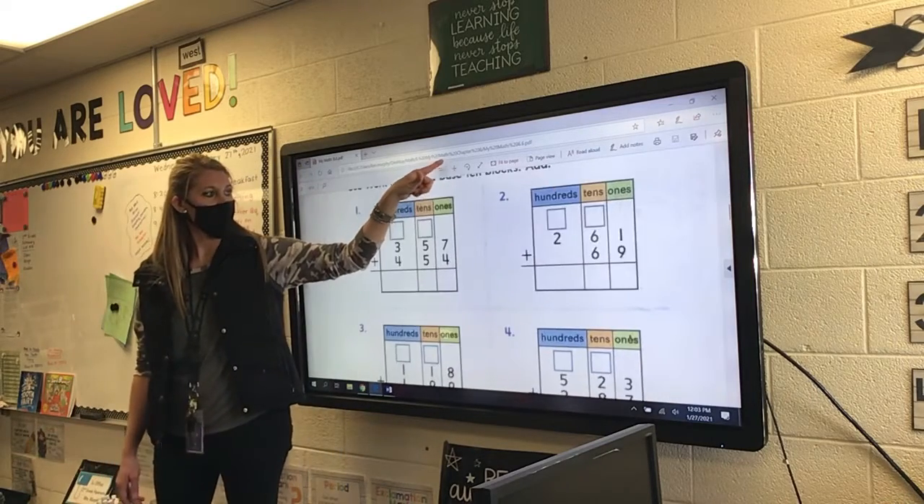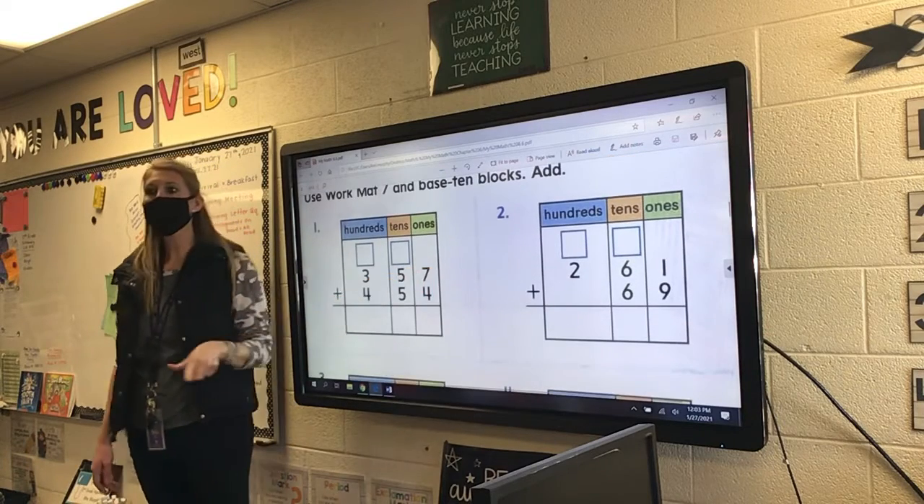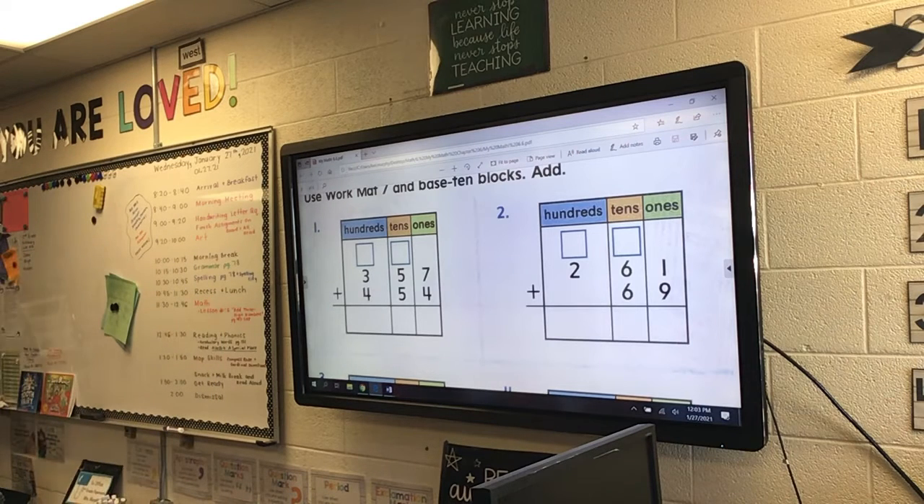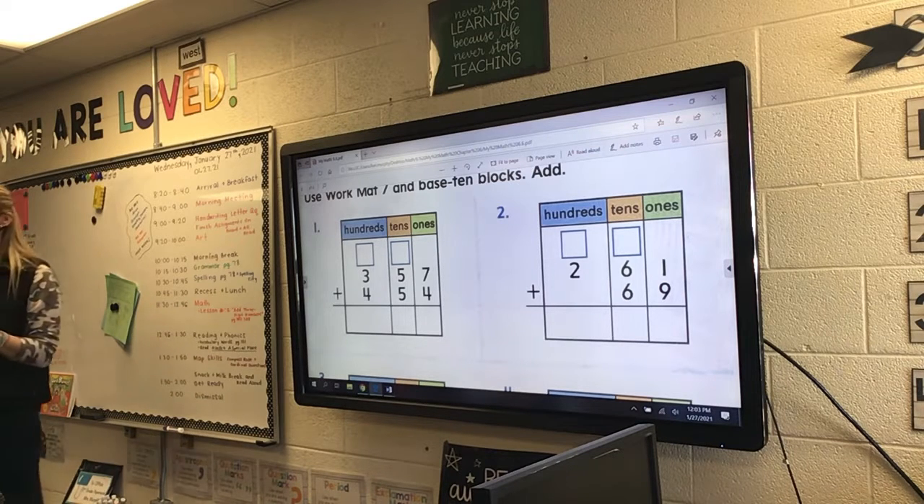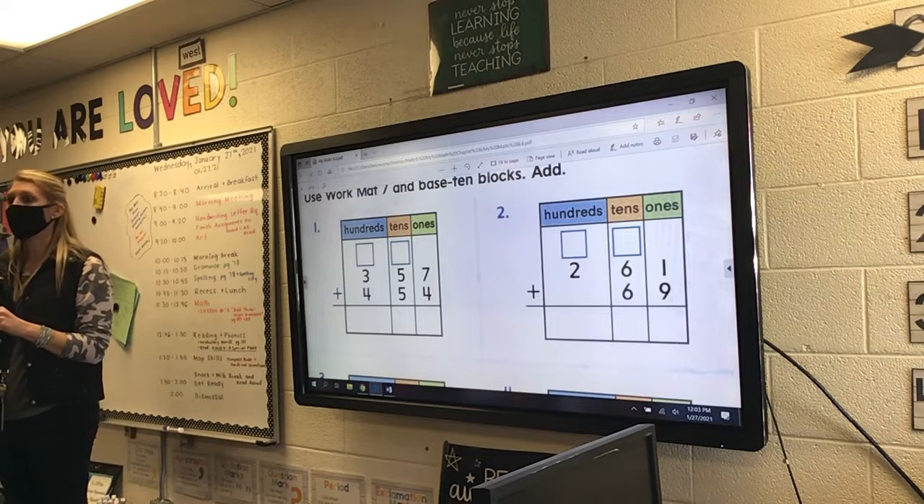Okay, I'm going to draw some sticks because you guys did so well yesterday on this. I know all 4 of them. Yeah, me too. Okay, good. But I want to double check to make sure everybody knows, okay? So that's why we always do the guided practice together. Let's see if this person can come up here and add 357 plus 454. Aria.